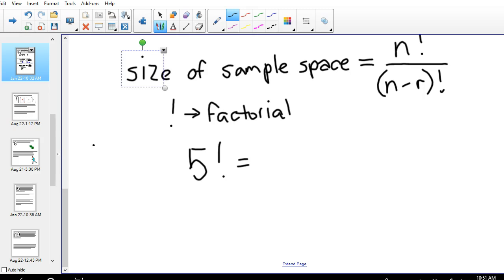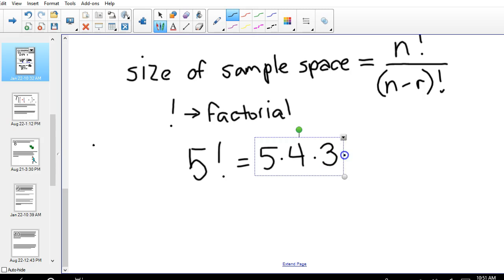So factorial means that you do this. 5 factorial means 5 times 4 times 3 times 2 times 1. So it means a number multiplied by all the integers below that number until you get to 1. Okay, so if it was 100 factorial, it'd be 100 times 99 times 98 times 97 times 96, all the way down to 1.